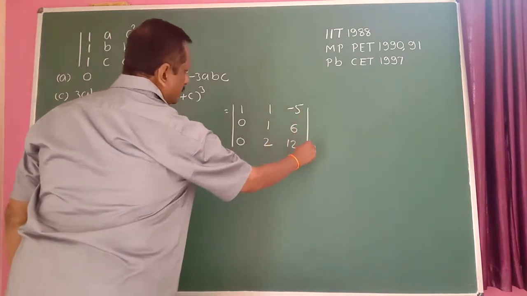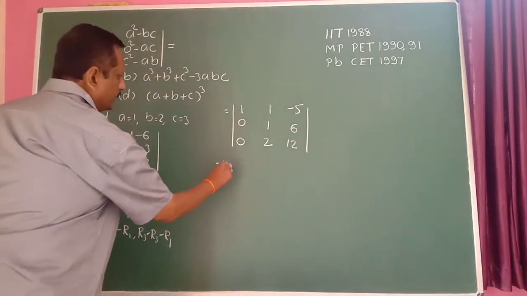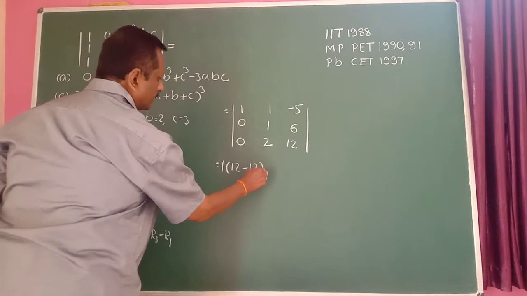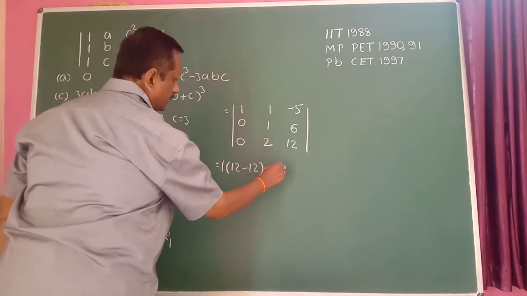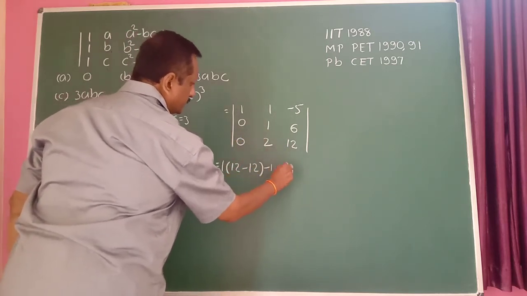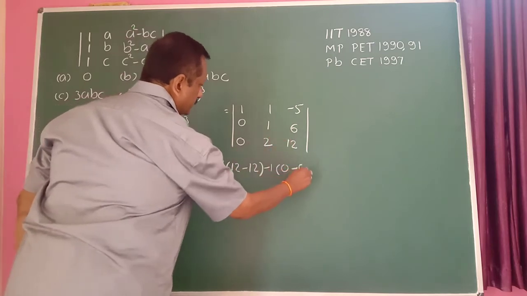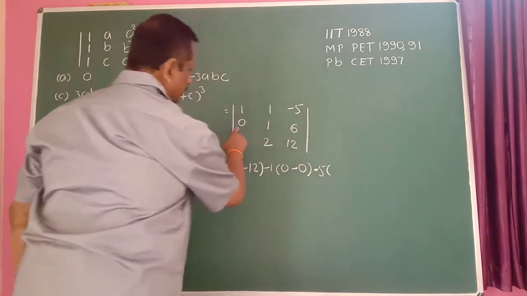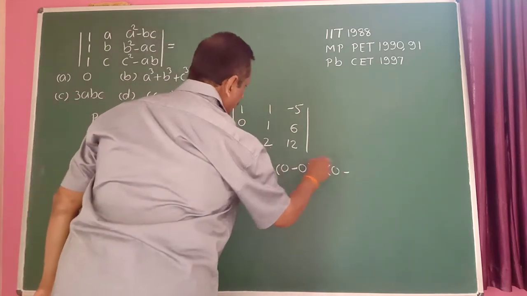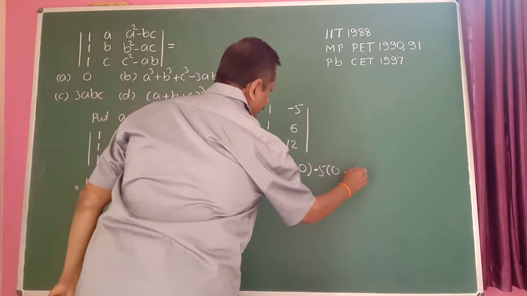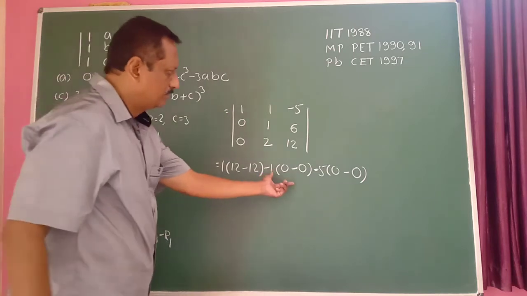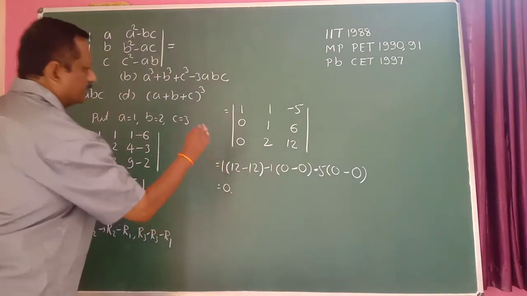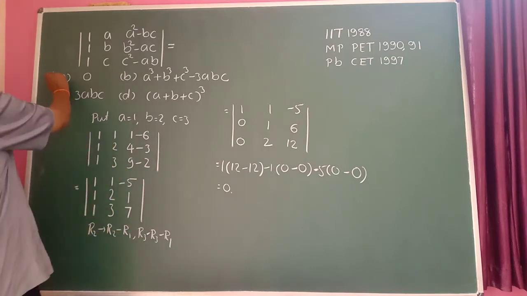Then expand the determinant. 1 into 12 ones are 12. 6 2s are 12. Minus of 1. 0 into 12 becomes 0. 0 into 6 becomes 0. Minus of 5. So 0 into 2 becomes 0, and 0 into 1 becomes 0. This is 0. This is 0. Here 12 minus 12 is also 0. Hence, first option is correct.